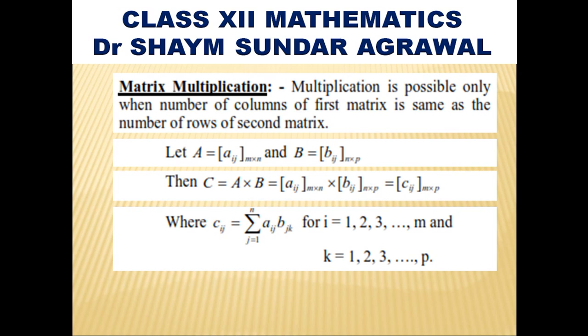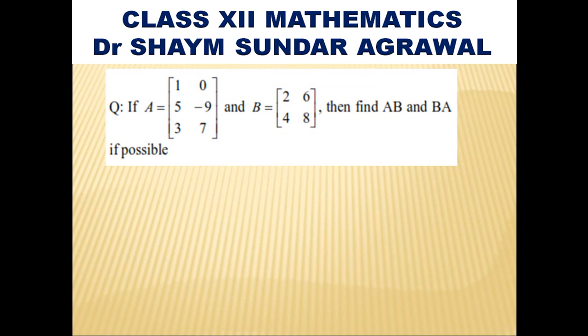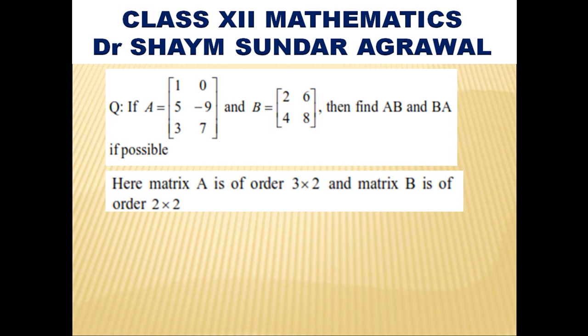Let matrix A be 1 0, 5 minus 9, 3 7, and another matrix B be equal to 2 6, 4 8. Then find out AB and BA if possible. See here, matrix A is of order 3 cross 2, 3 rows and 2 columns, whereas matrix B is of order 2 cross 2, 2 rows and 2 columns.